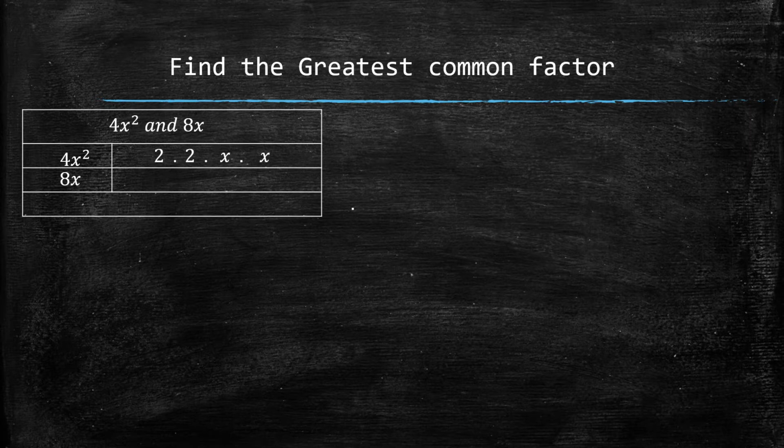How about 8x? The factors of 8 are 2 times 2 times 2. So, 2 times 2 is 4, times 2 is 8. So, again, you find the common factor. You have 2, another 2, and you have x. So, those are the common factors. So, you copy 2, 2, and x. All the common factors make up your GCF.